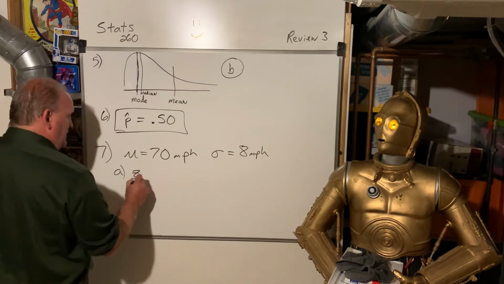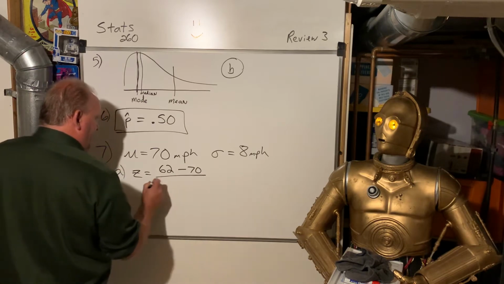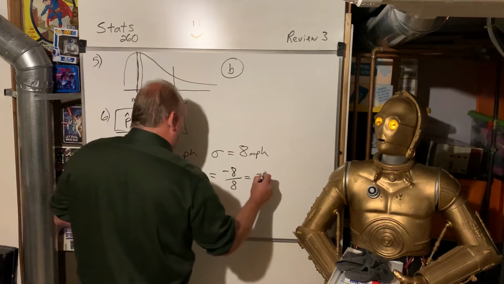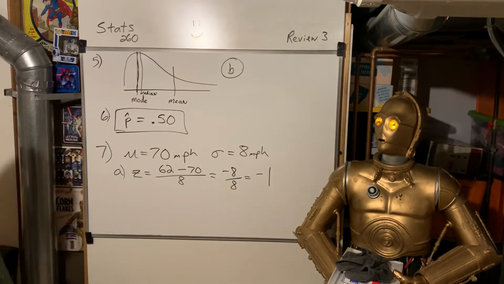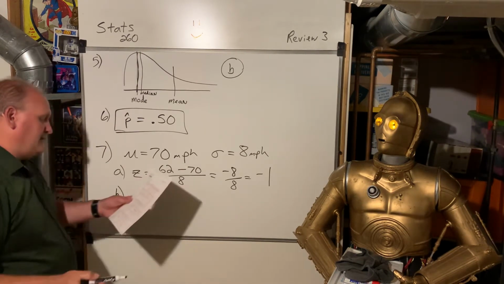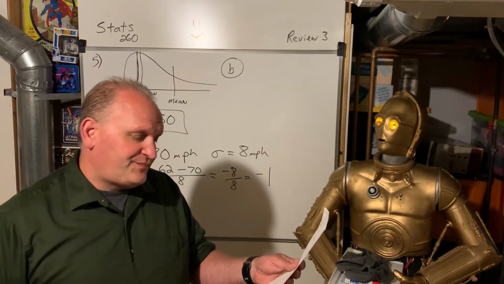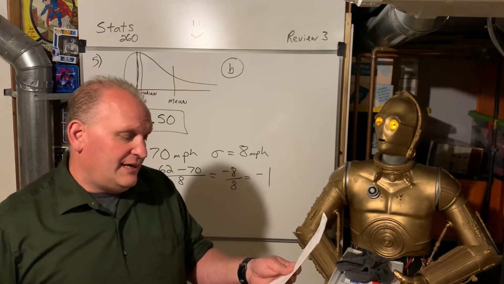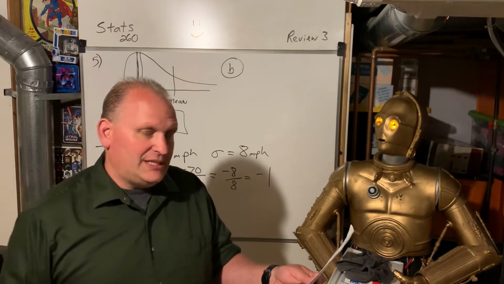So we do z is equal to 62 minus 70 divided by 8. And that is negative 8 over 8, and that is negative 1. So that's one standard deviation below the mean for the population, all right? Now, they give us a different case. There's 40 cheetahs, and it has an average top speed of 64 miles per hour. And so what would the z-score be for that?